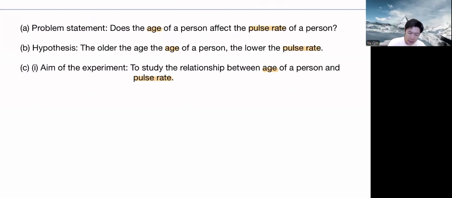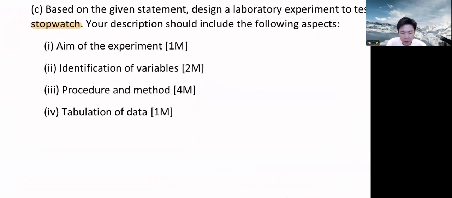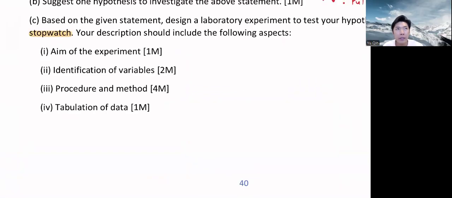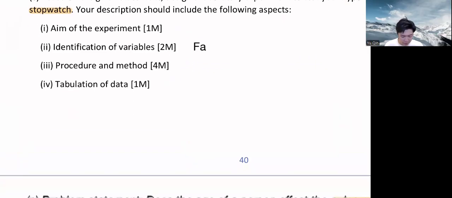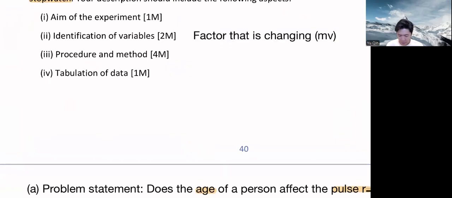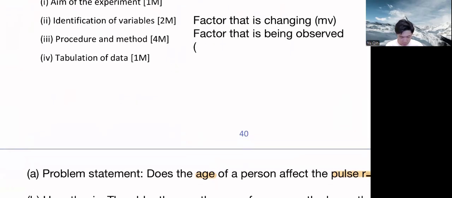Okay, you good? Okay, let me get back to this part. So sometimes variables, this part, the question will give you another way of asking. Sometimes they will say factor that is observed or factor that is changing. So when you see factor that is changing, that actually means MV, or factor that is being observed, RV.